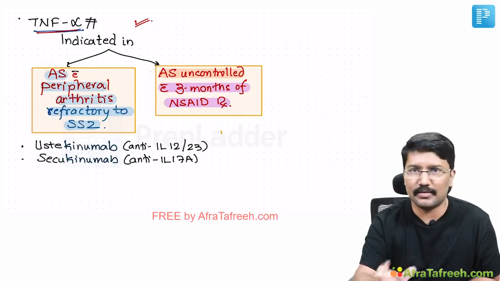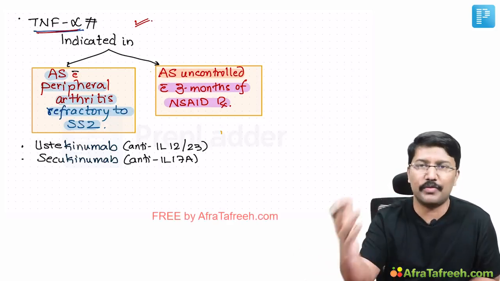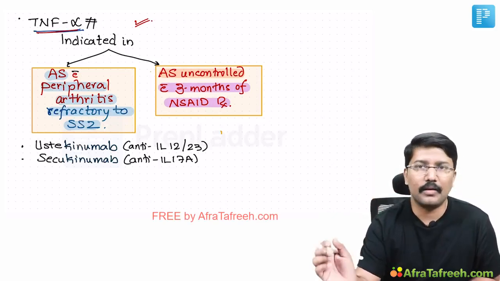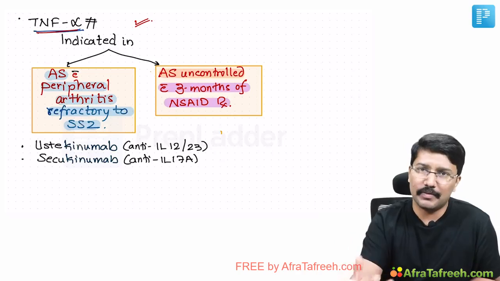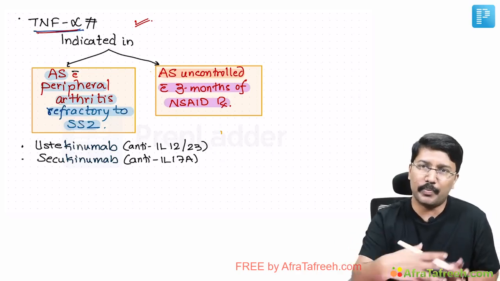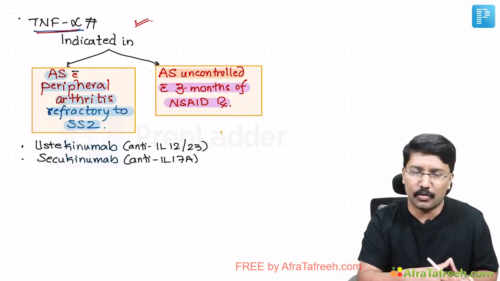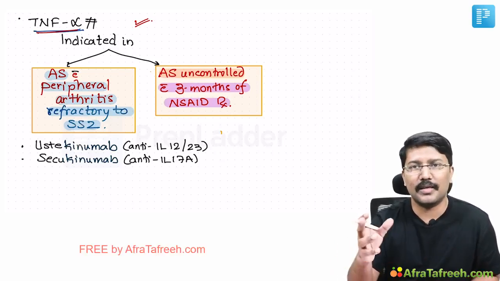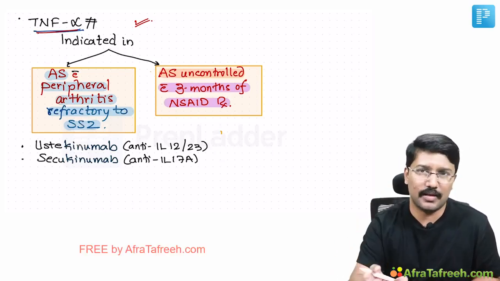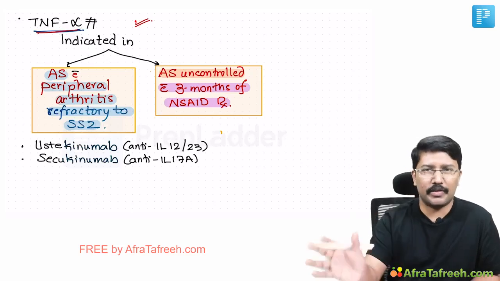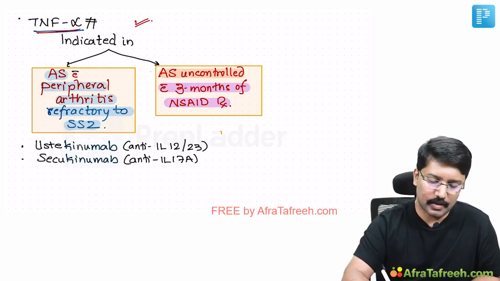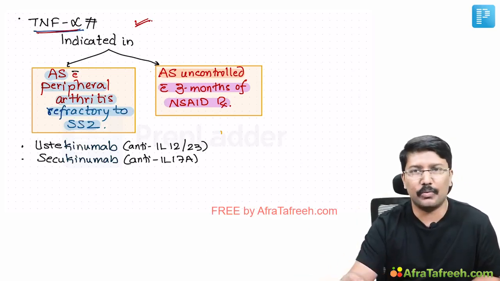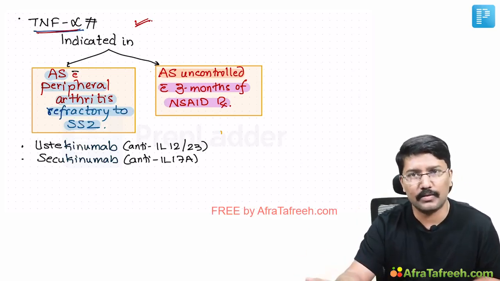So first line, NSAIDs are the mainstay of treatment, the backbone of the management of the back problem. If they are not helping even after 3 months, you may think of the step up. Sulfasalazine would be the choice if the peripheral joint symptoms are bothering the patient. If it is primarily the axial skeleton and peripheral joint symptoms are negligible, you can directly step to TNF alpha therapy, right? Sulfasalazine is not going to be very helpful for axial skeletal symptoms.